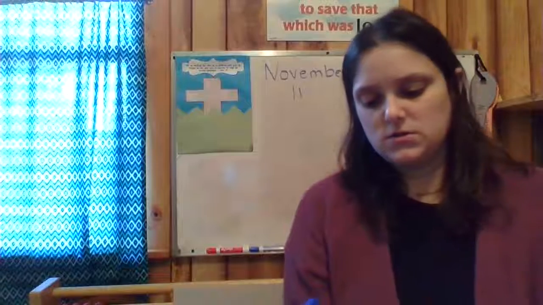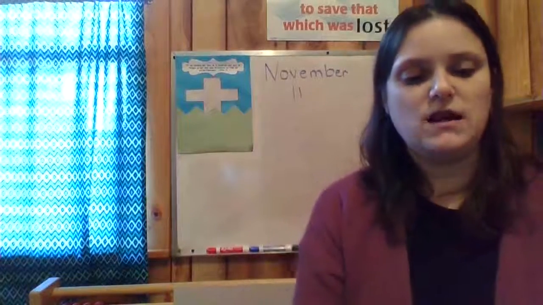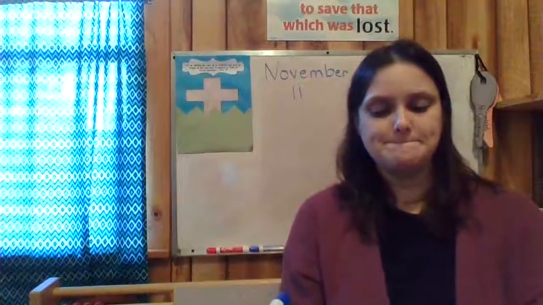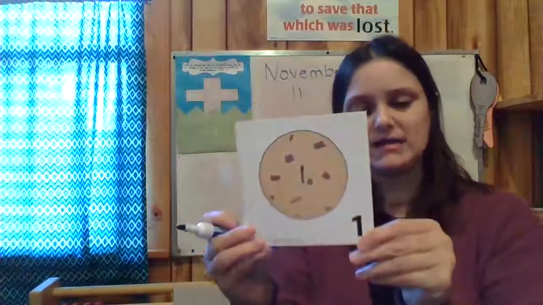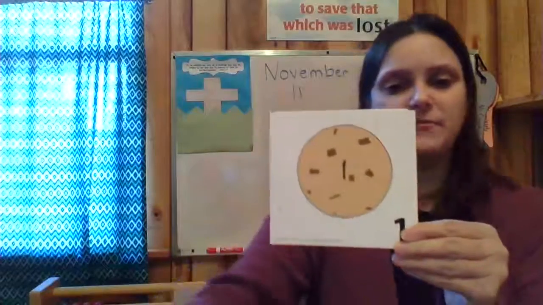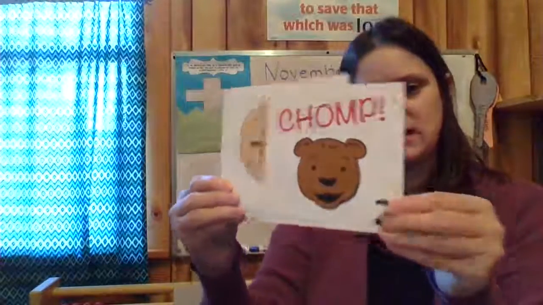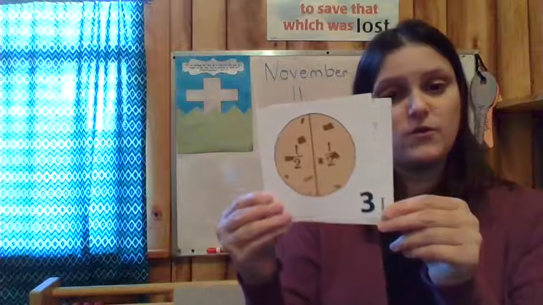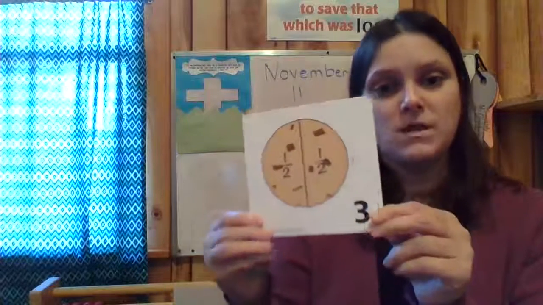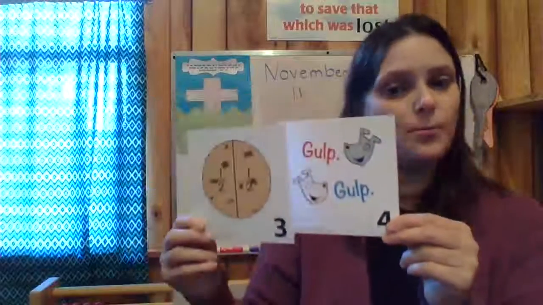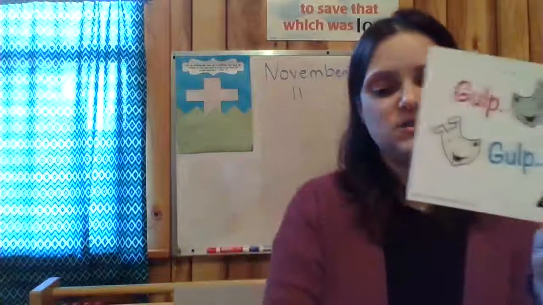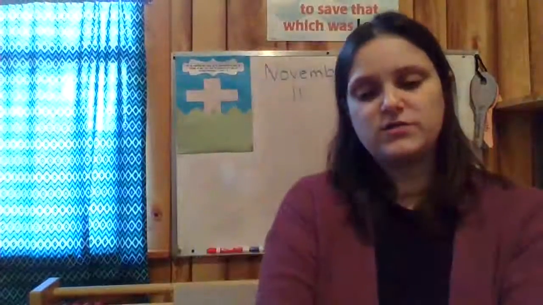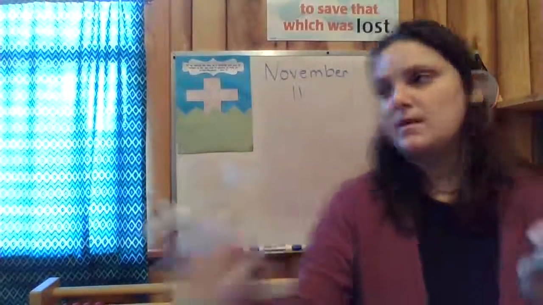And get our cards here. Okay, so we started out with, who remembers? If you said one whole cookie, you're correct. So we started with one cookie, and then along came the bear and said chomp and ate that cookie. And then on day 3, we had a cookie divided in half. Okay, so there were 2 halves. And then yesterday, on the 4th, what happened? 2 dogs came, and they said, gulp, gulp, and ate up the cookie, right? They shared the cookie. So yesterday was the 4th, so today is the 5th.